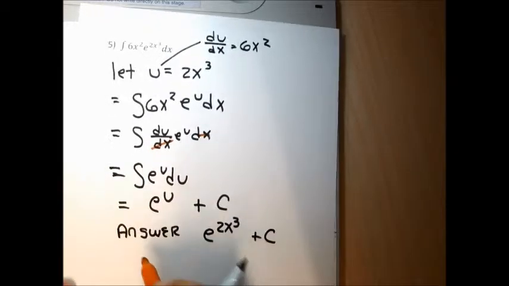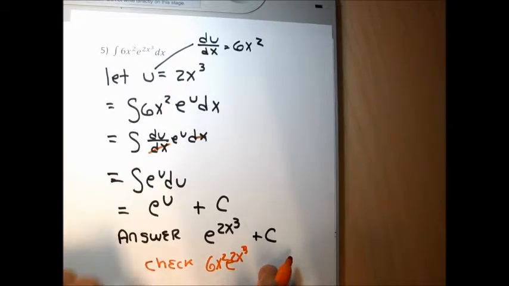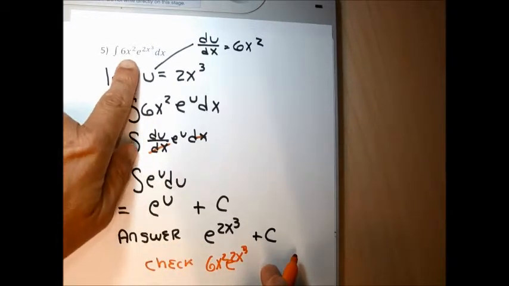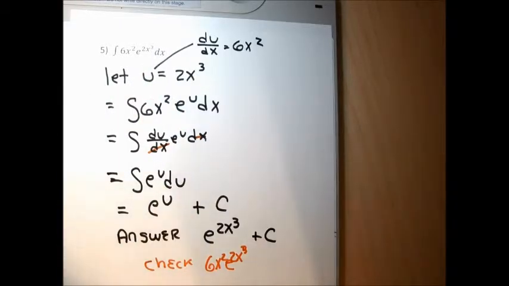To check this, it's super easy. The derivative of any e is the e function times the derivative of its exponent. The derivative of 2x cubed is 6x squared. The derivative of plus c is 0. So the derivative of my answer is what's between the integral sign and the dx, so I know my answer is correct.